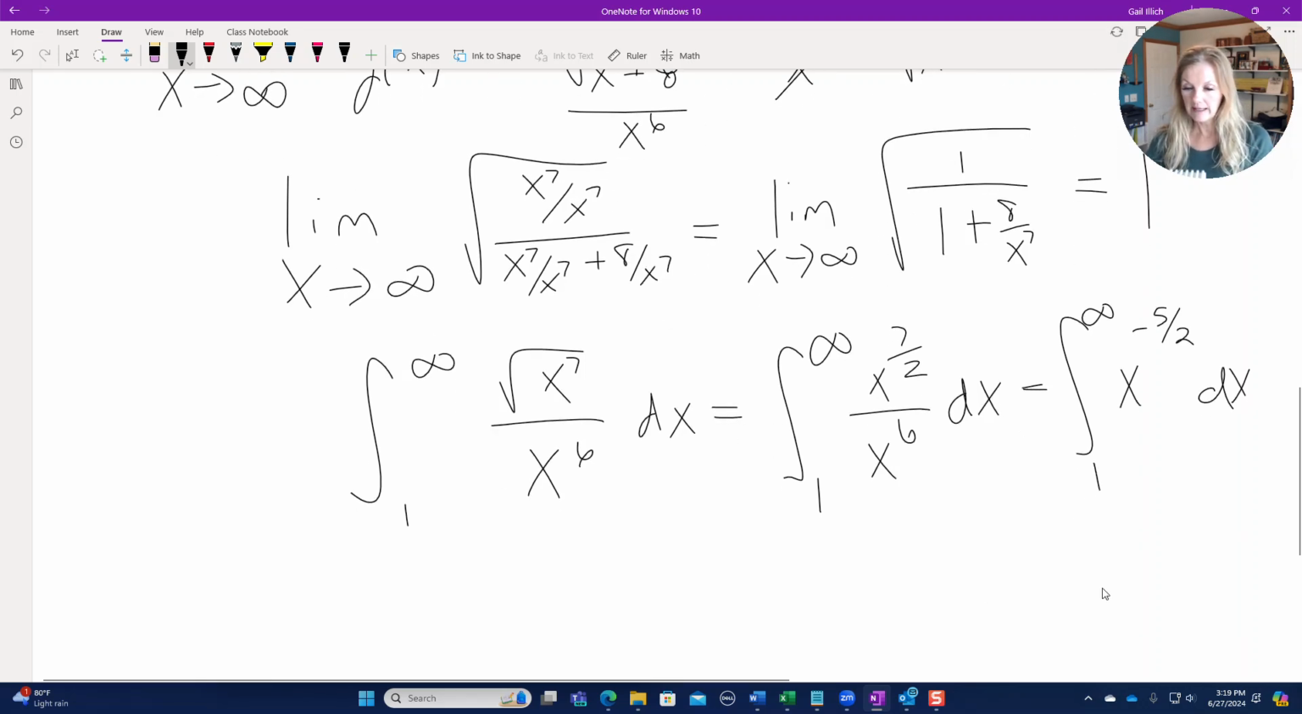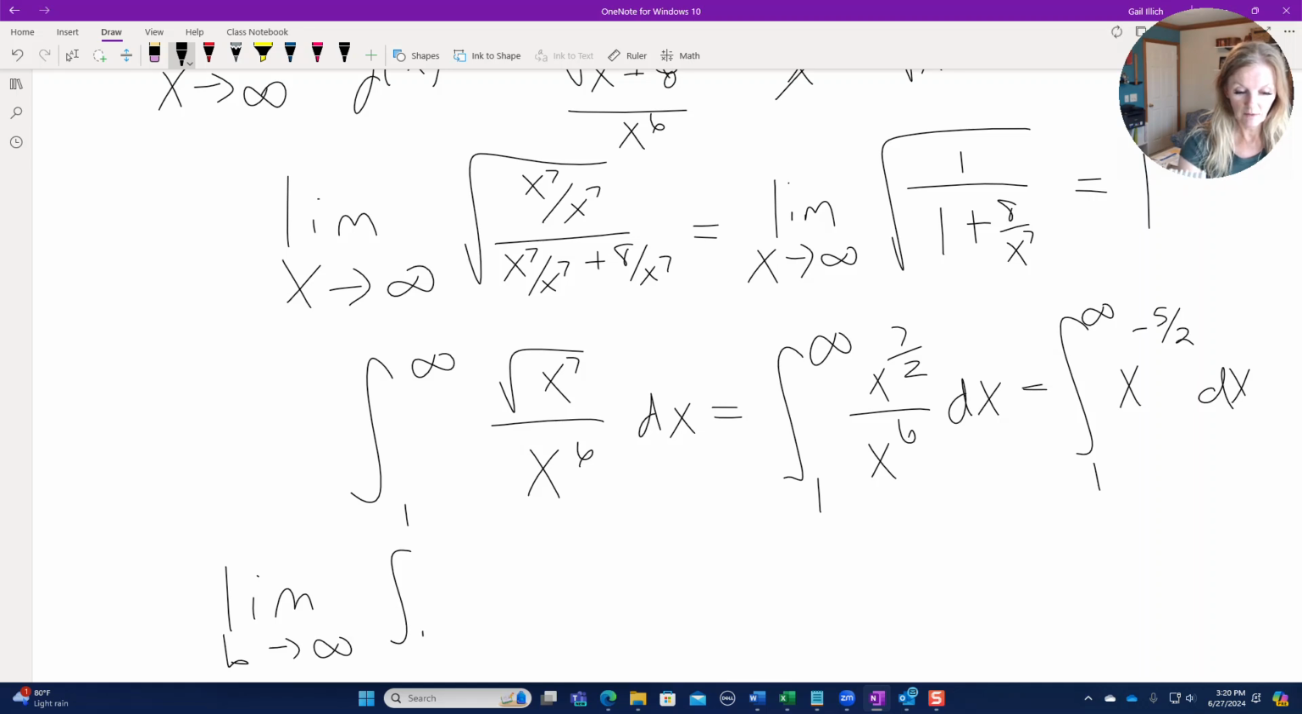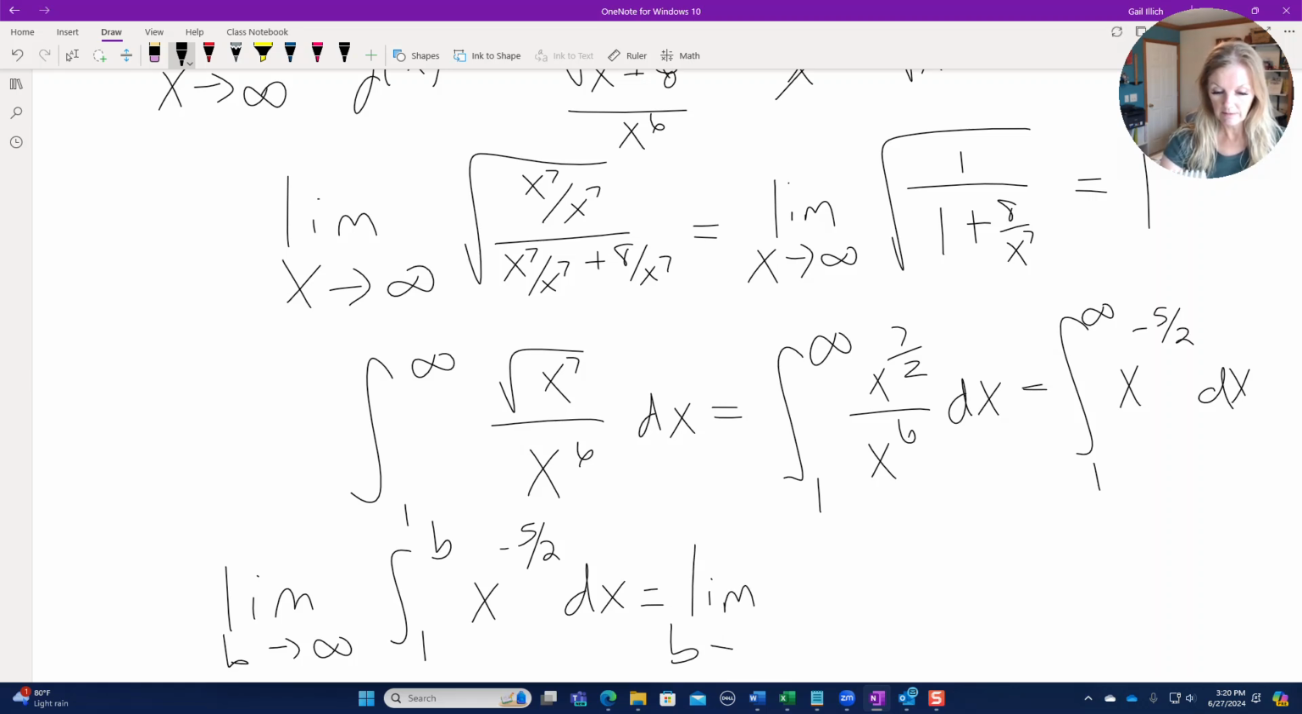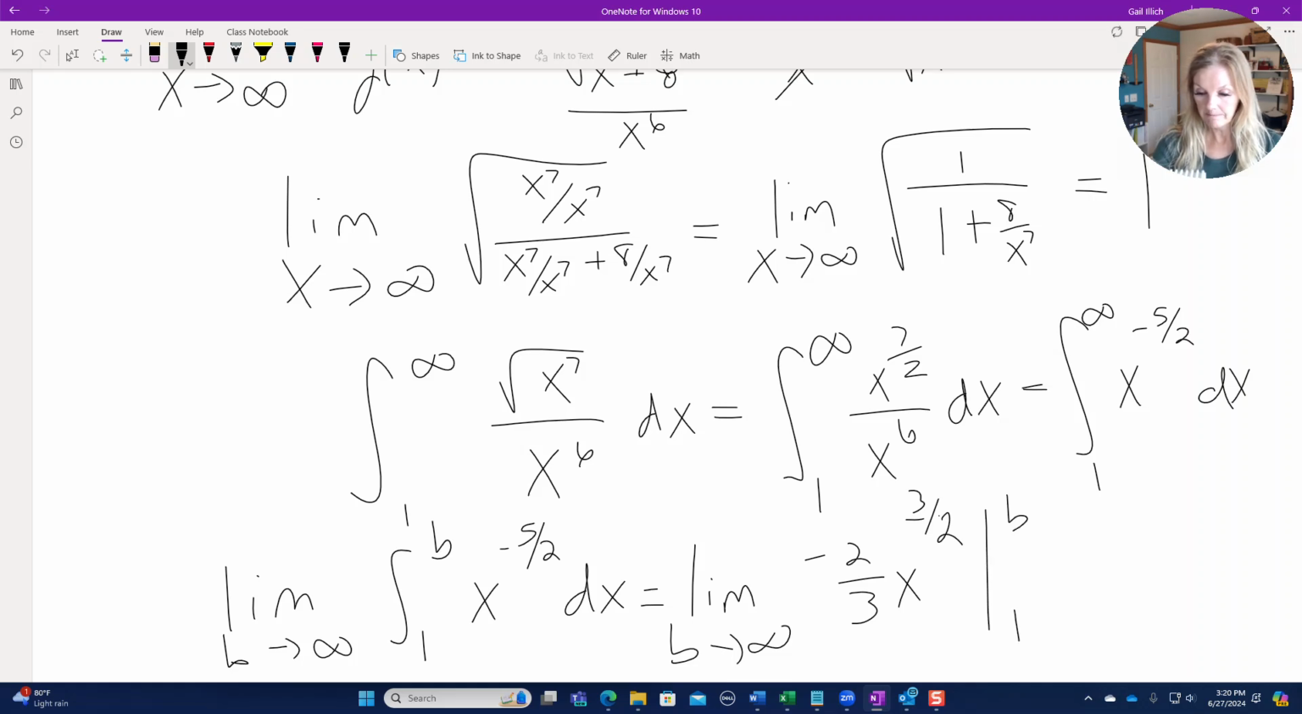And then you can go ahead and deal with that infinite limit as b goes to infinity of the integral from 1 to b of x to the negative 5 halves dx. And then you can just use the power rule there, so we can think of the limit as b goes to infinity. When you add 1 to negative 5 halves, you'll get negative 3 halves. So this will be negative 2/3 x to the negative 3 halves evaluated from 1 to b.